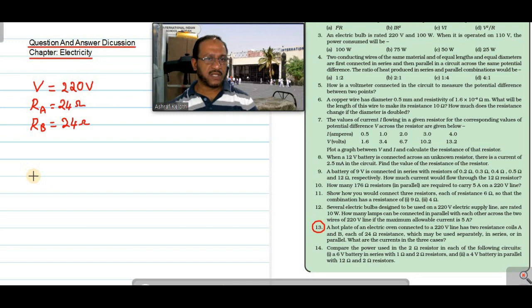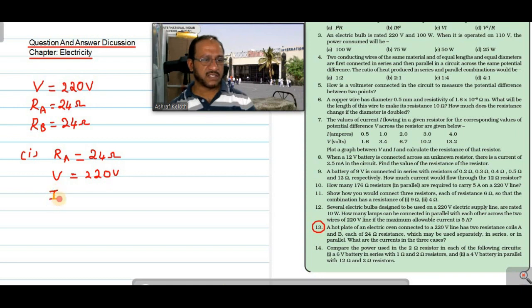Now we want to find the current flowing through the oven. Suppose you are using only one coil for cooking. Case 1, only one resistance is used, that is RA, only coil A. So the resistance is 24 ohm. The supply voltage is 220 volt. What will be the current? I1 is equal to V by R.